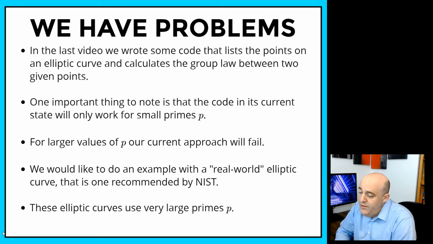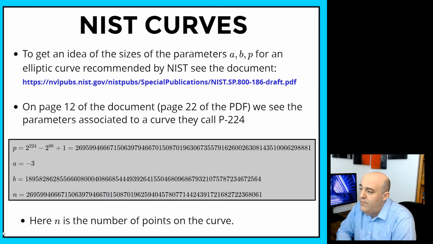And we would eventually like to do some examples where we deal with a real-world type of elliptic curve. That's, in other words, one that's recommended by NIST. And these elliptic curves have very large primes, p, associated to them. So our code in its current state will not work for any type of real-world elliptic curve.